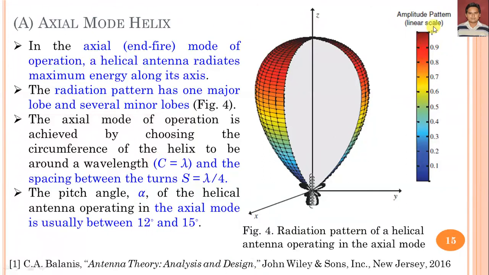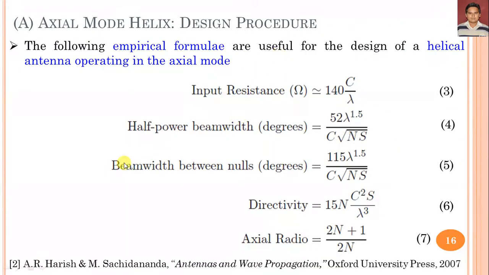And here you can see this is the amplitude pattern, linear scale, and it is represented by the maximum radiation intensity when it is denoted by the red color, and the minimum is denoted by the blue color. Here you can see the maximum radiation occurs along the z direction, and this is the main beam direction. And further we are going to discuss the design procedure for an axial mode helix.